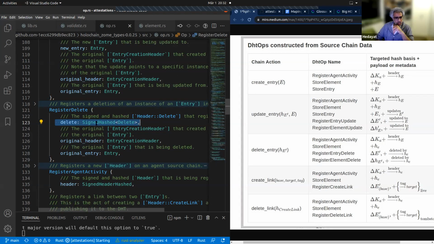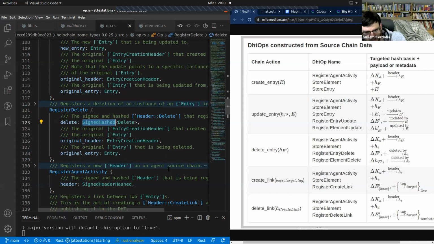But what is the signed hash in the register delete? The hash of what? Because the original header is here. It means the original header of the action of deleting an original entry. And what is the signed hash?